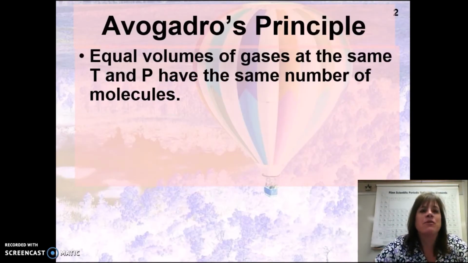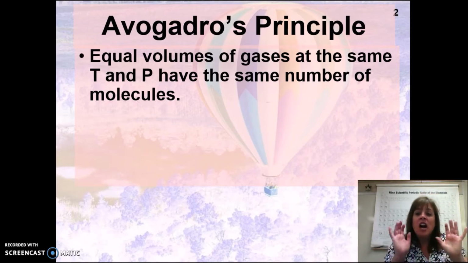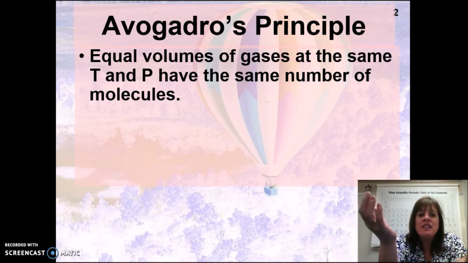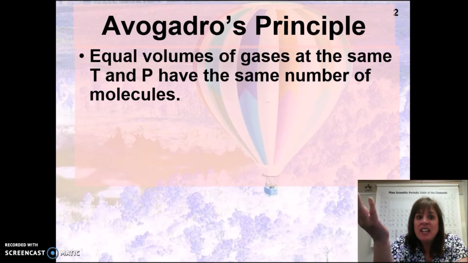So what Avogadro found was that regardless of what type of gas it was, if I have an equal volume of gas at the same temperature and pressure, I'm going to have the same number of molecules or moles. Isn't that crazy? It doesn't matter if it's a diatomic gas like oxygen, or a polyatomic gas like carbon dioxide, or a monoatomic gas like helium. As long as they're under the same temperature and pressure, they have the same volume. Totally cool.